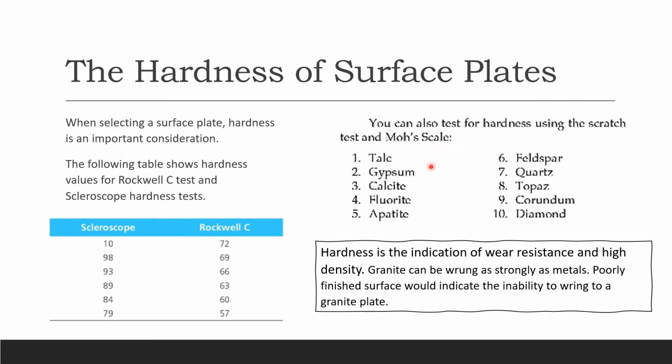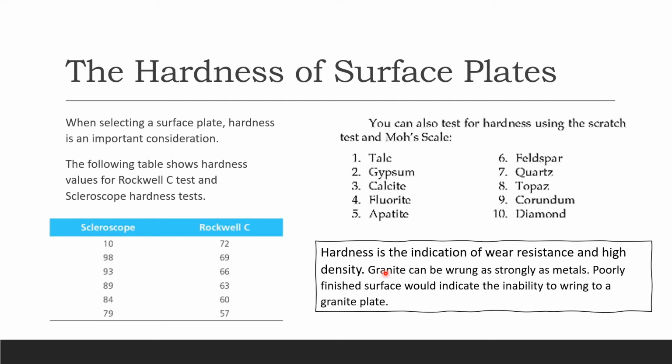So here you have talc, gypsum, calcite. These are just the mineral types. What we do is we use these minerals to test for the hardness. Hardness is the indication of wear resistance and high density. So granite can be rung as strongly as metals. They can do that.